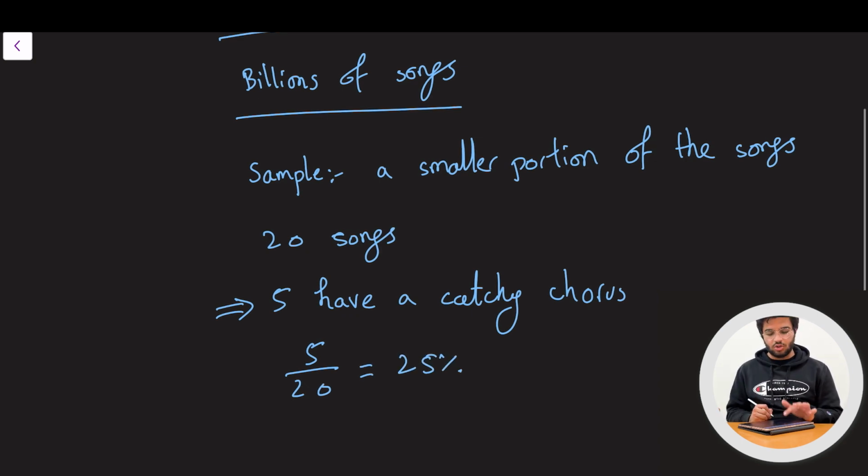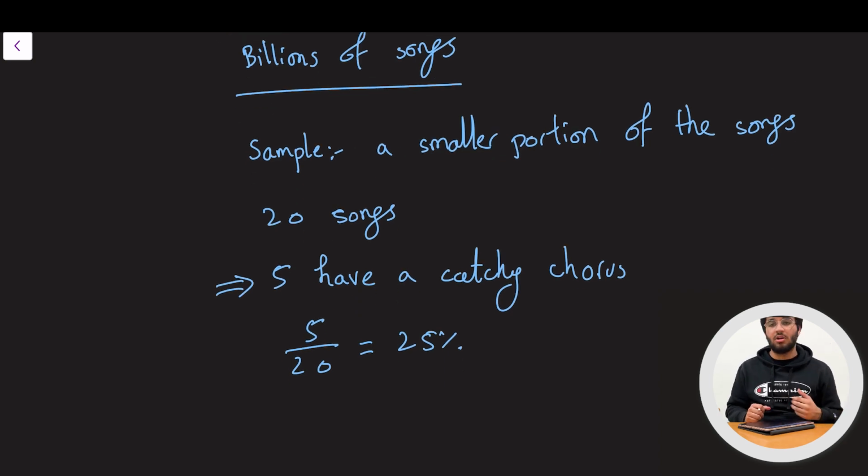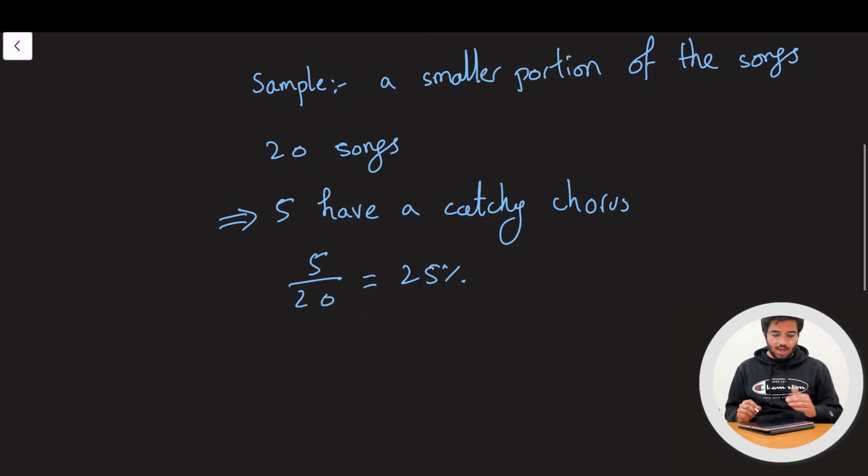Using this, you can estimate that out of the billions of songs, 25% of them have a catchy chorus, and therefore 25% of them are hits. But is this really that straightforward? Is it really true that 25% of the songs are hits? Maybe, maybe not. But what if you take another sample?